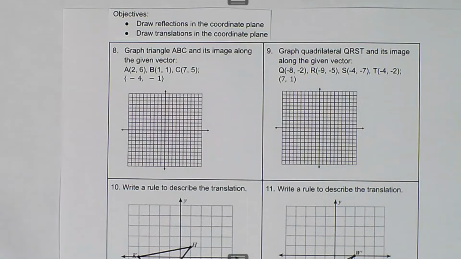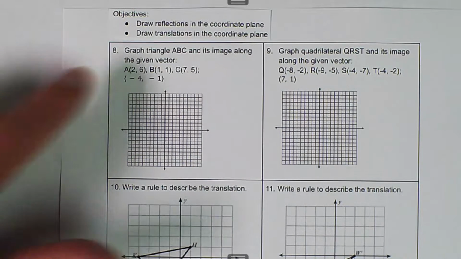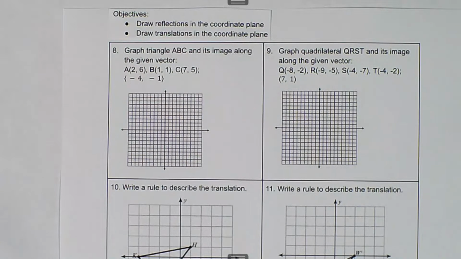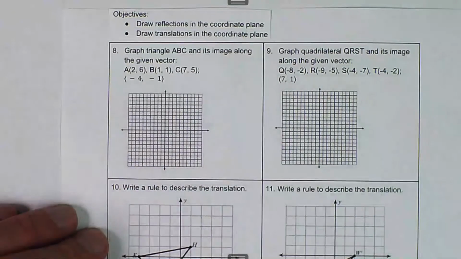We are talking about reflections and translations, and we want to be able to draw translations in the coordinate plane. So here we have example 8, and it says graph triangle ABC and its image along the given vector. First we'll graph these points of A, B, and C.